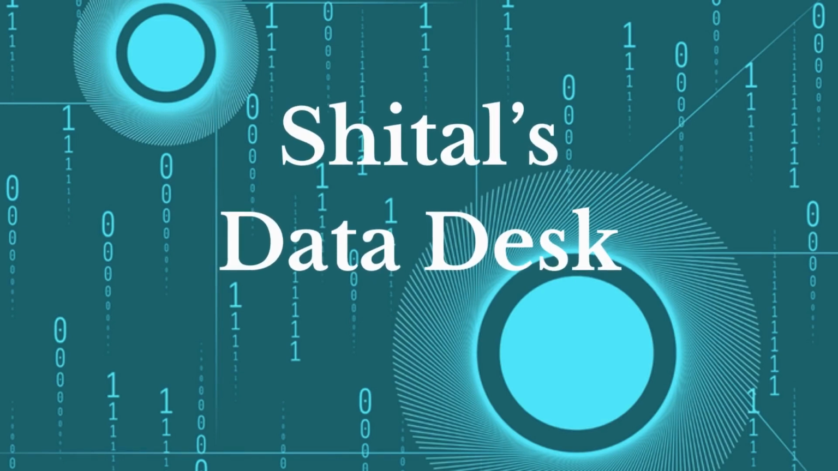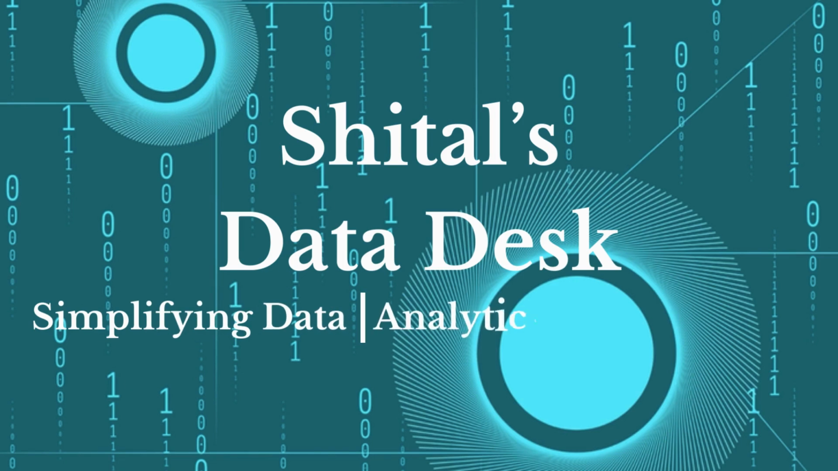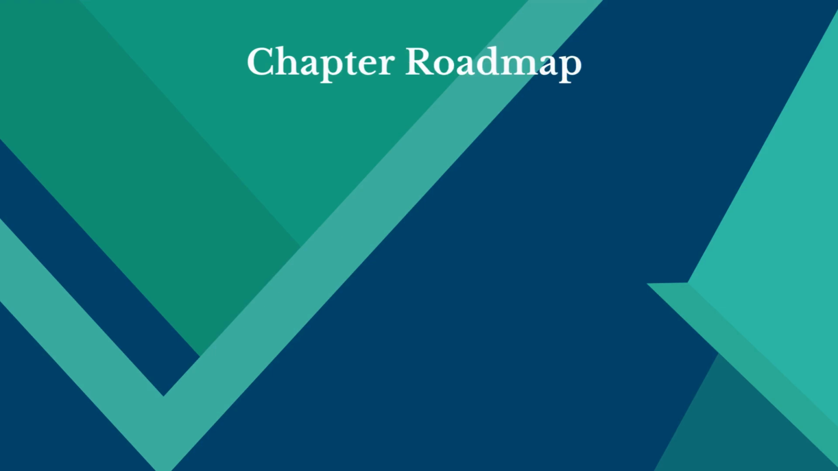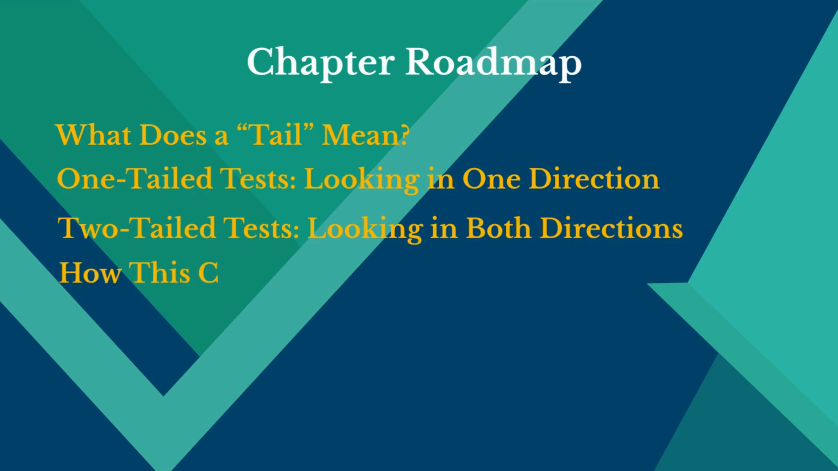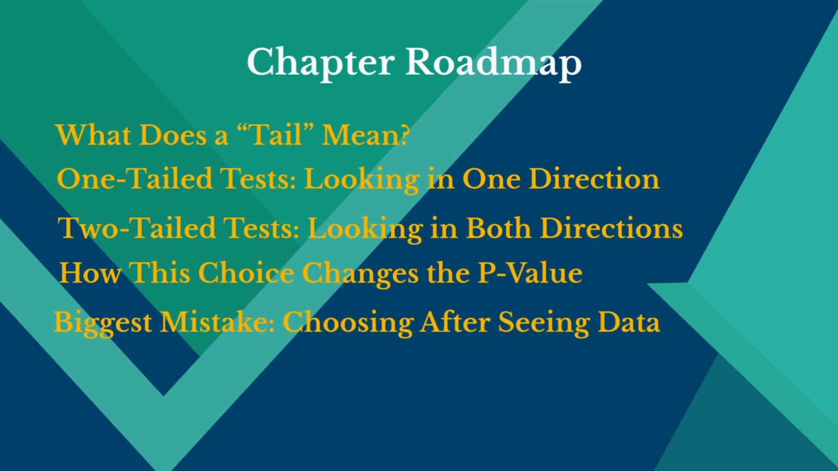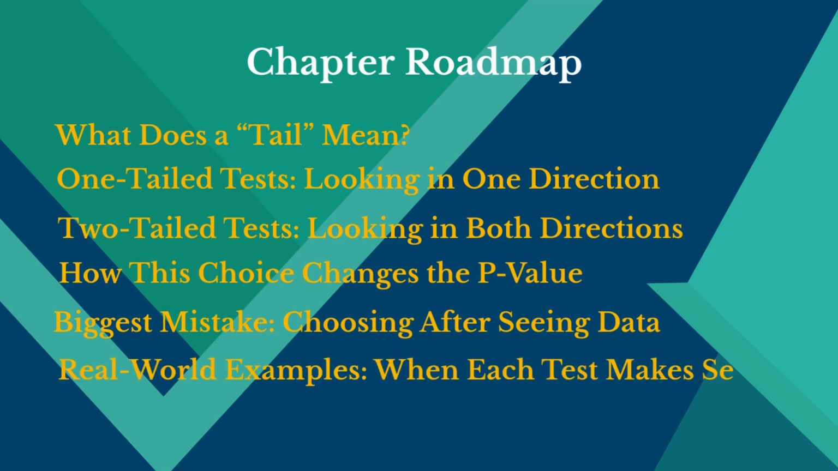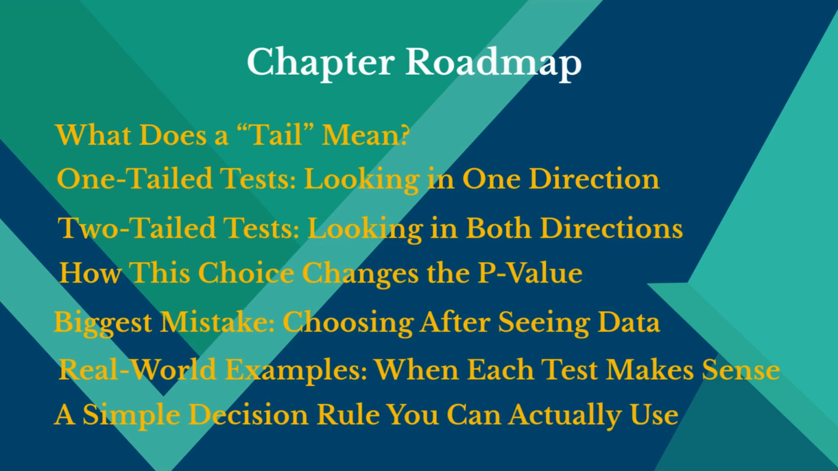I'm Shital, and in this video, we are going to break down one-tailed and two-tailed tests visually, without formulas, without jargon, and without shortcuts. We will start by understanding what a tail actually means in a probability distribution. Then we will see how one-tailed and two-tailed tests ask different questions, even when the data is the same. We will explore how this choice changes the p-value, while choosing after seeing data is a serious mistake, and how real world contexts like medicine, business, and experiments influence the correct choice. Finally, we will bring everything together with a simple decision framework you can use before running any test.